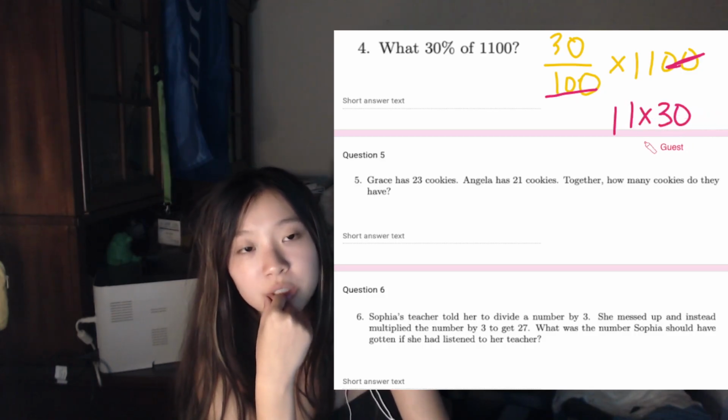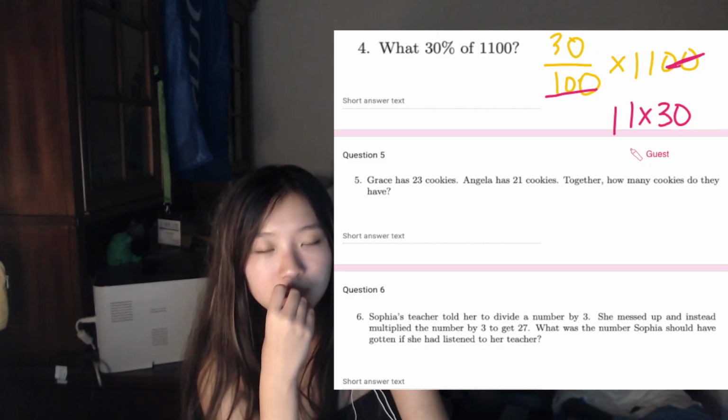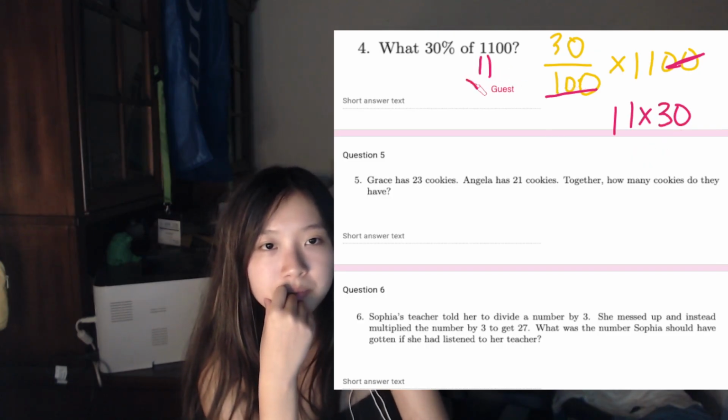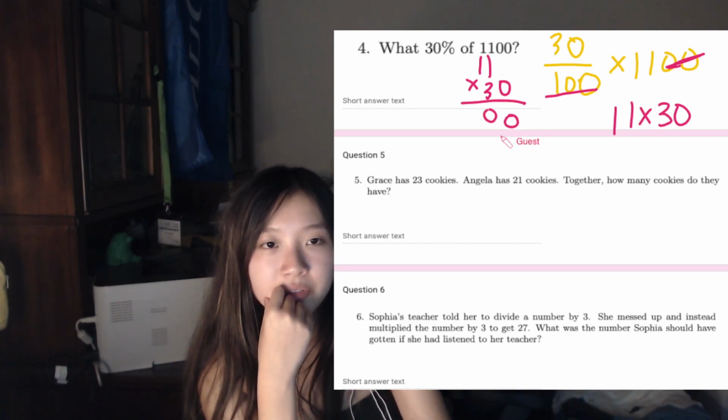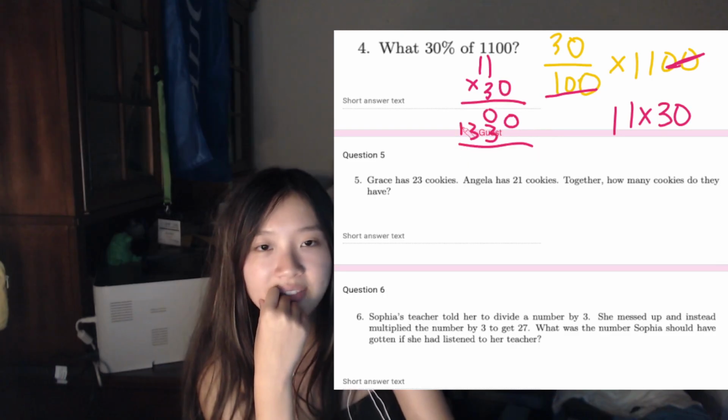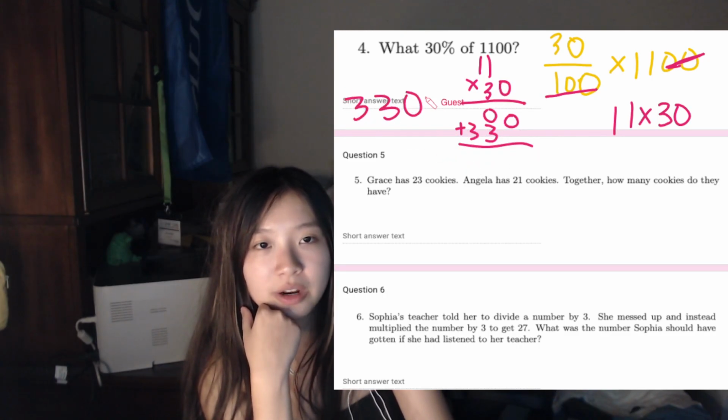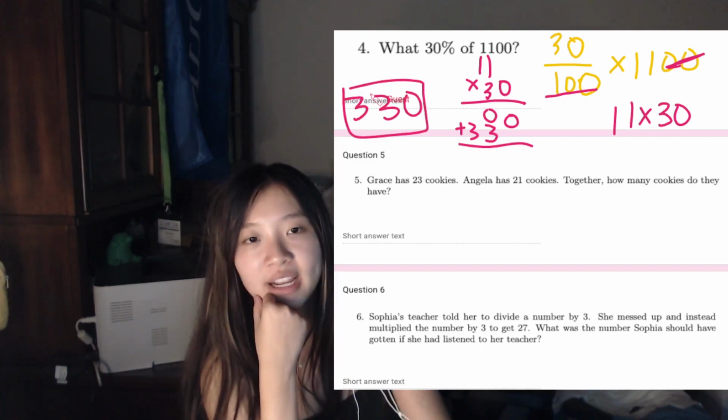Which I will do very slowly. 11 times 30. This is going to be something like 0, 0. Then I go 3, 3, 3. I add this up. This is going to look like 330 as our final answer. Perfect.